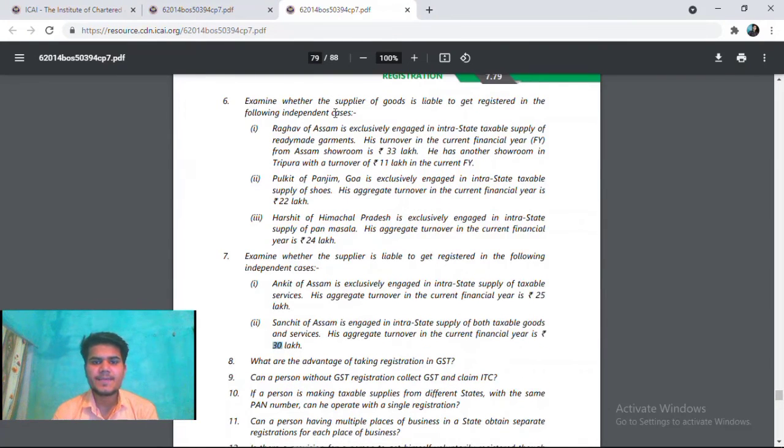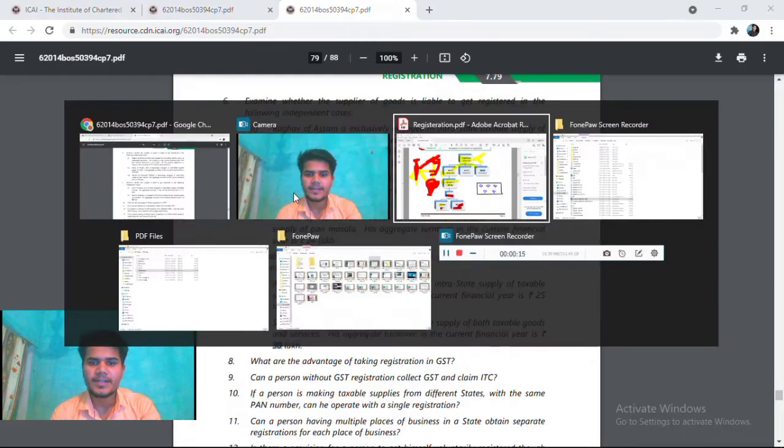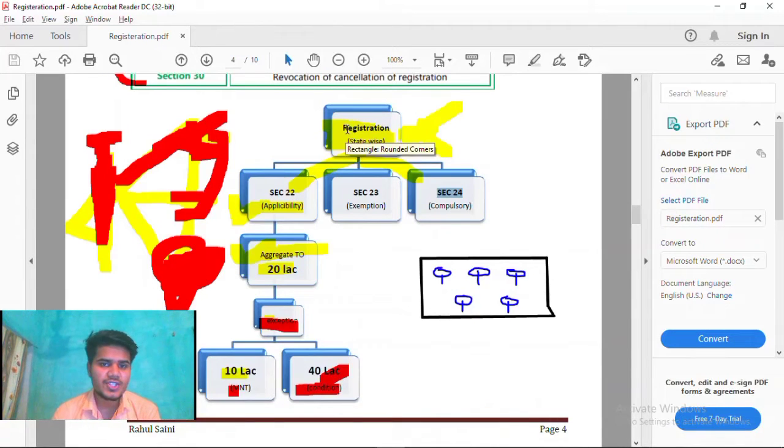Question number 6. Examine whether the supplier of goods is liable to get registered in the following independent cases. So before solving this question, I am giving some brief about the registration chapter, so we can solve these questions in a much better manner. Okay? So see, in the registration chapter, we have to take registration state-wise, and 3 sections are given: section 22, section 23, section 24. Section 22 is the applicability section, meaning it defines some monetary limits, and if we cross those monetary limits, we have to take registration.